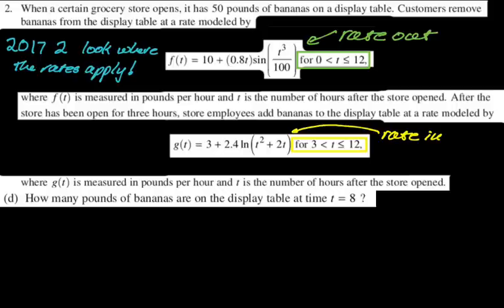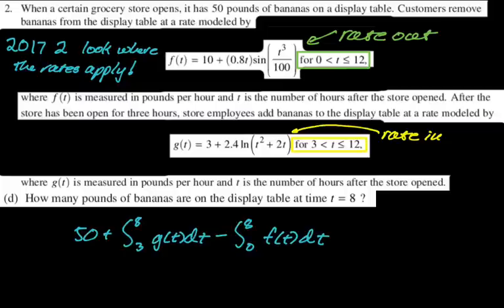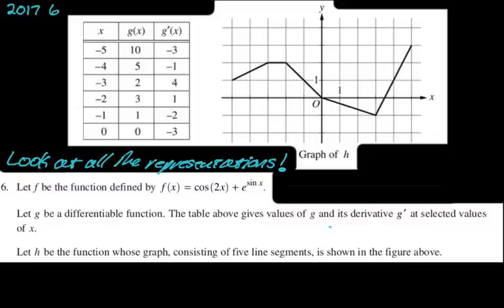So for example, in part D, where they ask how many pounds of bananas are on display at time t equals 8, well, there's 50 to start with, but then the rate in only applies from 3 to 8, whereas the rate out applies from 0 to 8. You've got to be on the lookout for that. Next up, we're getting down to it here. There's only a couple more that I wanted to talk about.